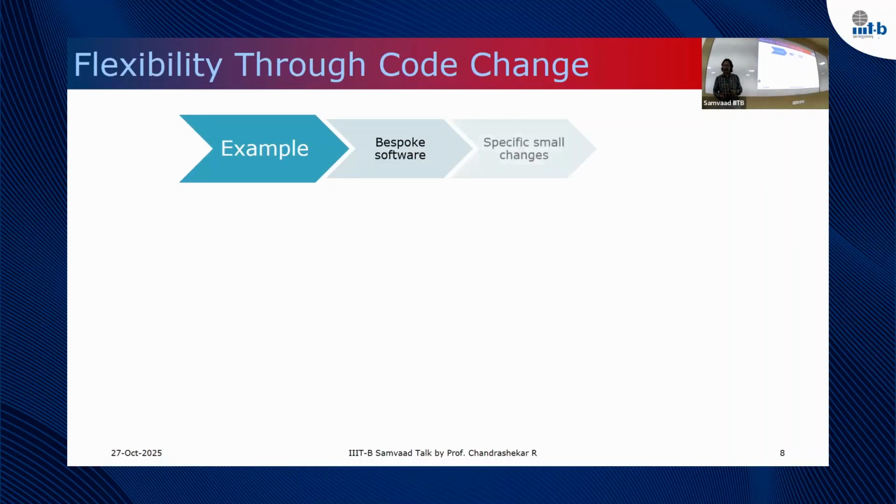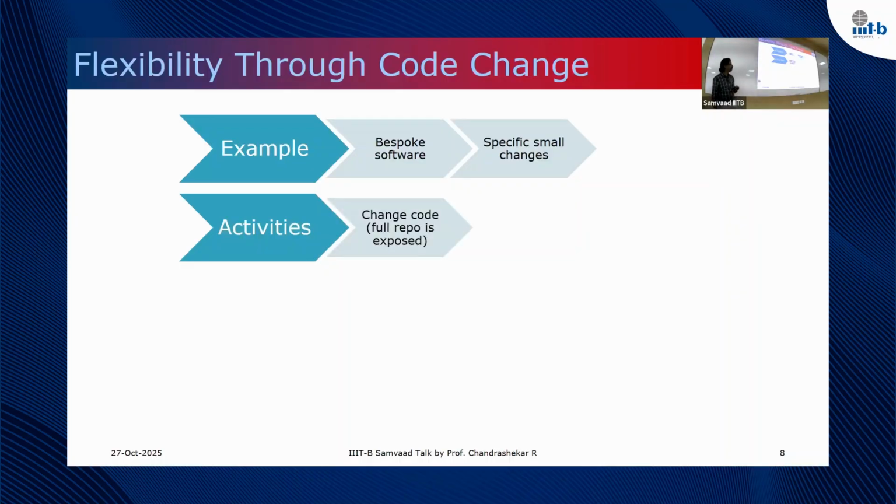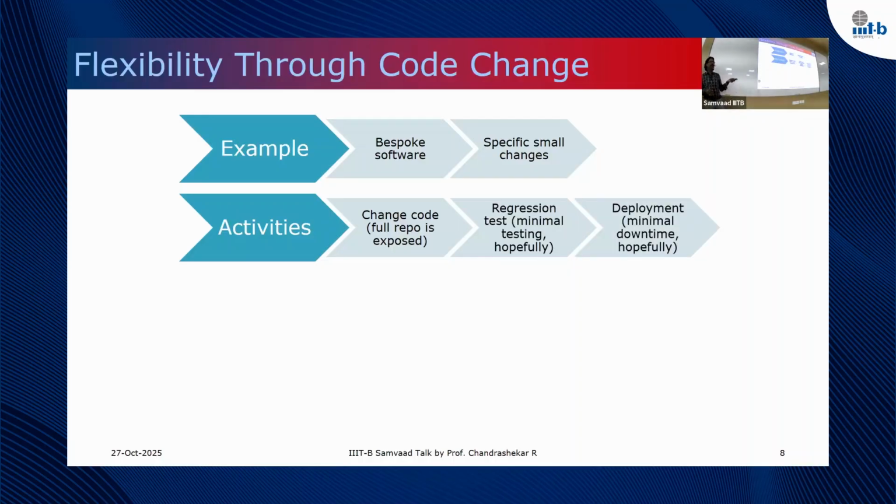When we want to make specific changes to that software, the activities include: I need to change the code, and we have to do some amount of testing. In software testing, this limited amount of testing is called regression testing, as opposed to exhaustive testing. For changes, you cannot afford to do exhaustive testing all over again, so you do some selected limited testing, called regression testing. And then we have to do the deployment, with minimal amount of downtime and so on.